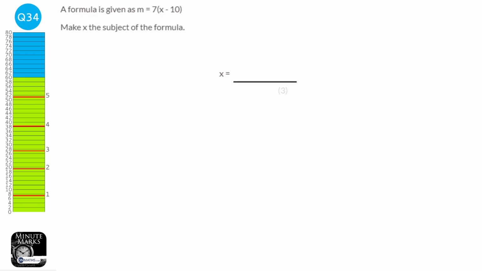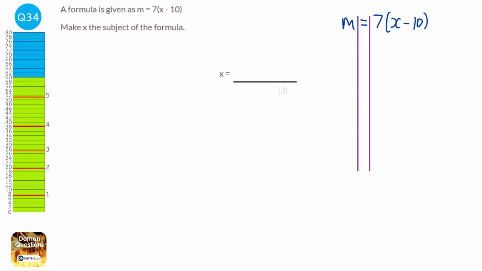So we're going to start just by writing this out. So m equals 7 brackets x minus 10. And we're going to put our solving lines in. I'm going to start by expanding the brackets. And we don't need to. We could divide both sides by 7, but I think this is a bit easier.